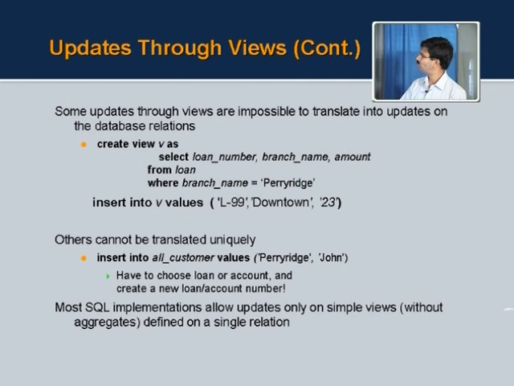But instead of Perry Ridge, I have put downtown here. Now there's a problem. If I insert the loan, it will not appear in the view because the view only contains Perry Ridge. So it's not actually possible to insert this into the view. So the database will actually reject this. It will say you cannot do this. The simpler solution might have been to say that you are not allowed to update any view at all. No updates allowed. Then life is easy.